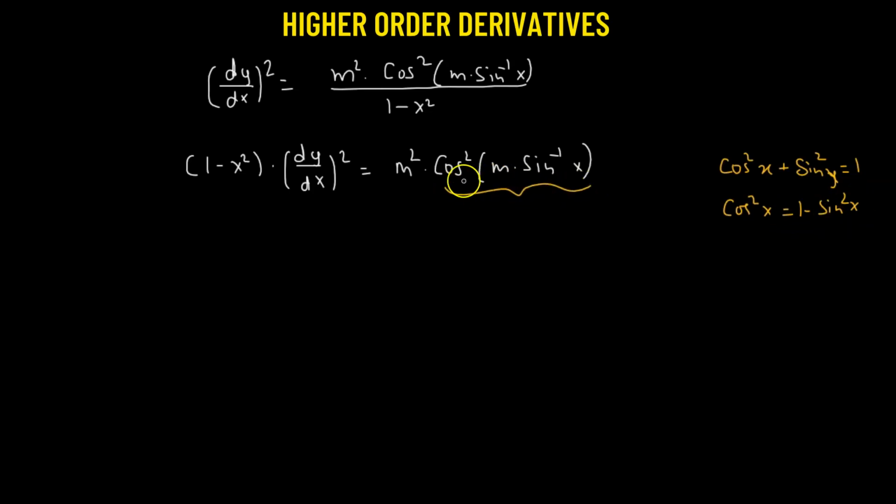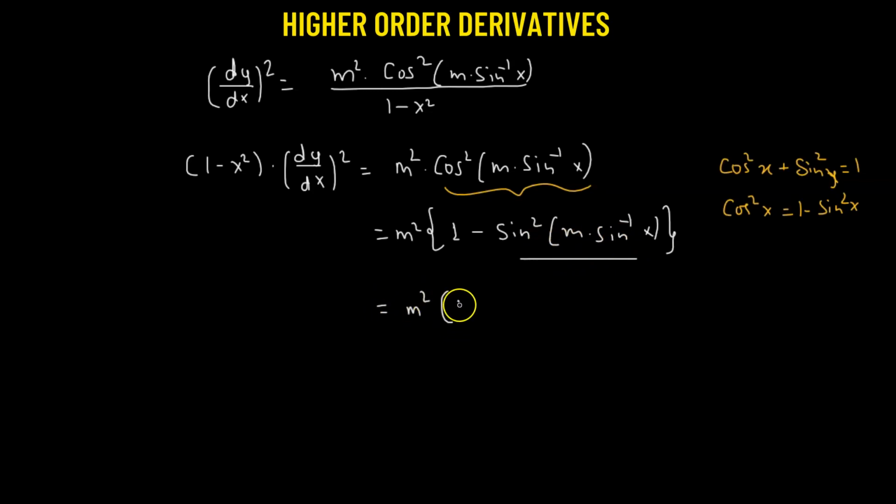What we'll do, we'll convert this cosine squared into sine squared. So that means this will become m squared multiplied to 1 minus sine squared of m times sine inverse of x. Now this is done so that we can replace sine of m times sine inverse of x with y. So this will be equal to m squared times 1 minus y squared. So this is 1 minus x squared multiplied to (dy over dx) whole squared. Fine. Now let's label this as equation number 2.